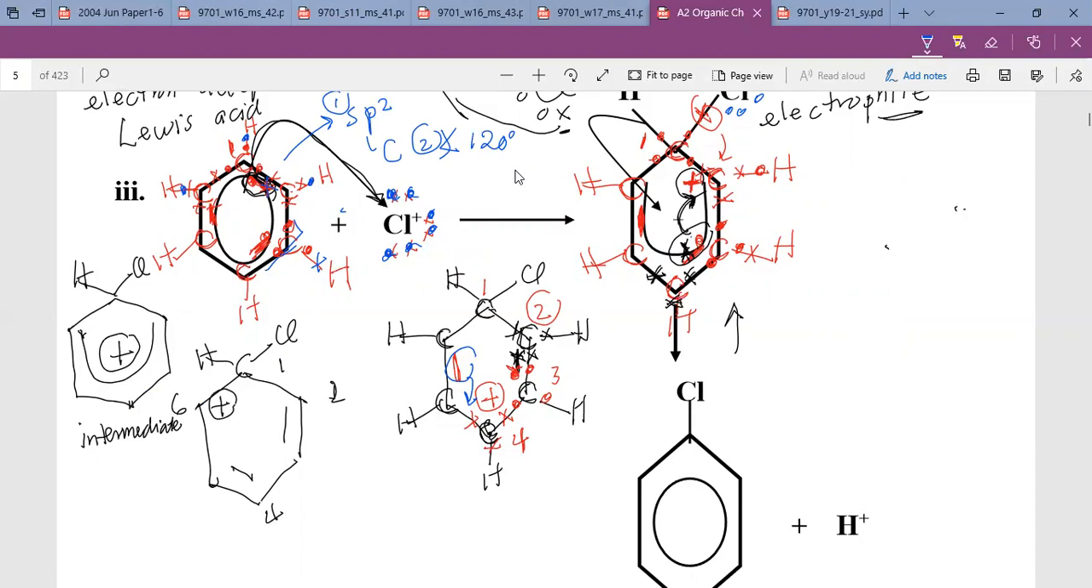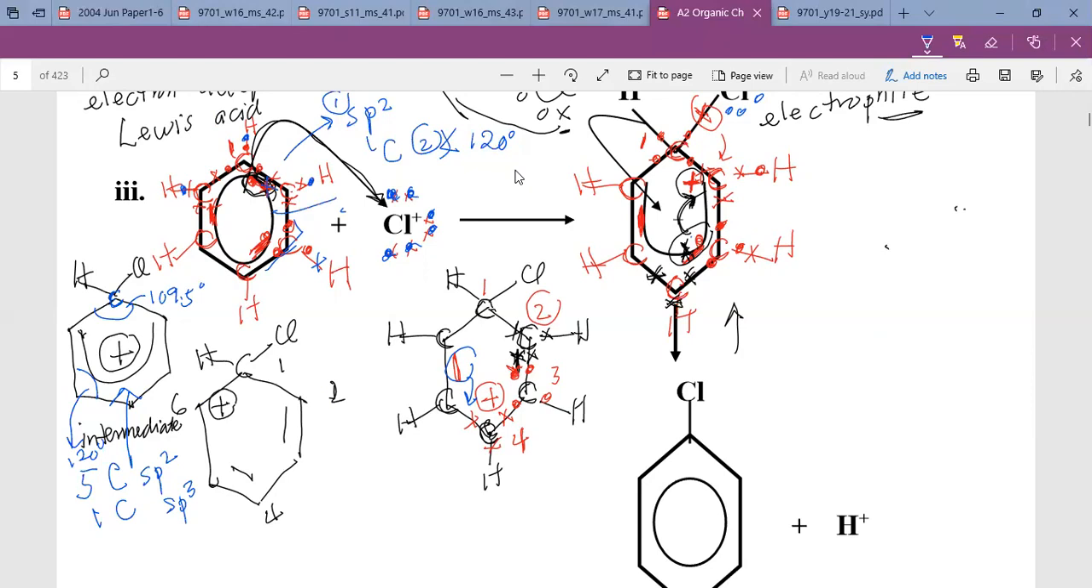Now, for this case here, only 5 of the carbons are sp2. One carbon is what? This carbon has 4 single bonds, so it must be sp3. All these angles here are 120, but this angle is how much? 109.5.